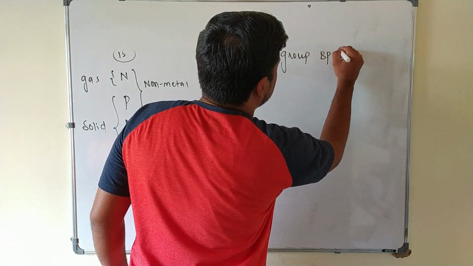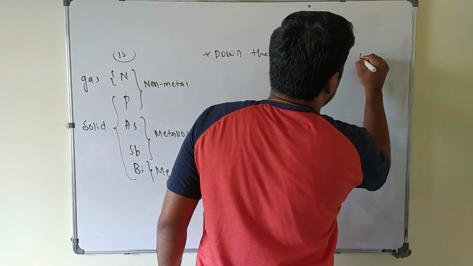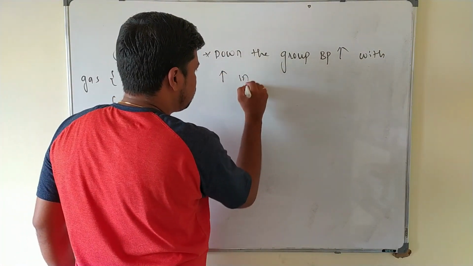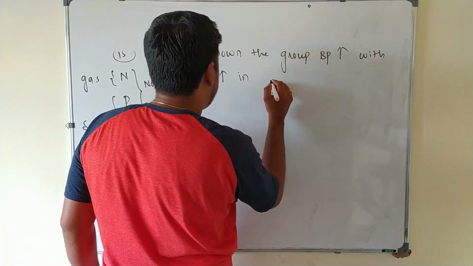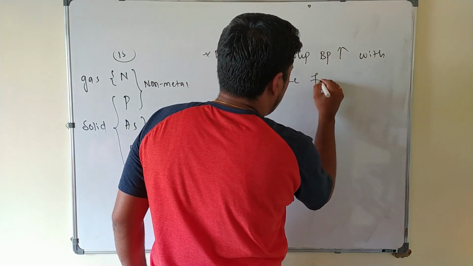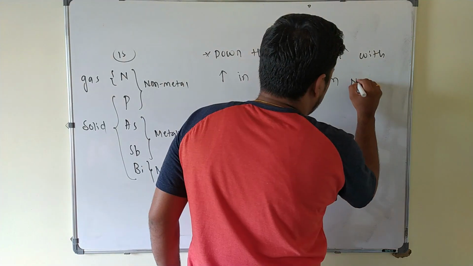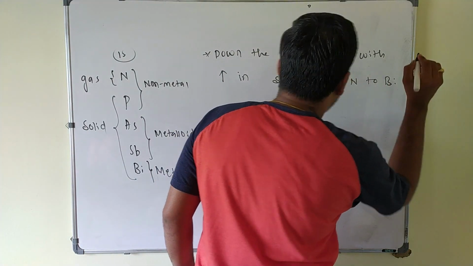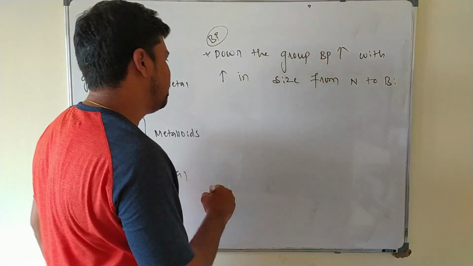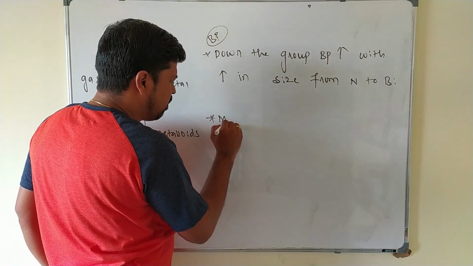Boiling point increases with increase in size from nitrogen to bismuth. This is the boiling point. Okay. Next point is the melting point.